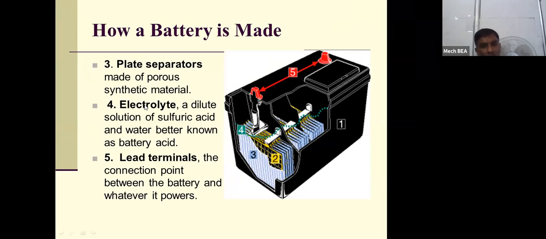Then the fourth is the electrolyte, a dilute solution of sulfuric acid and water, which is generally known as battery acid. Battery acid is nothing but a combination of dilute sulfuric acid and water. And number 5, lead terminals. A sectional view is shown here. This is one terminal and this is another terminal.